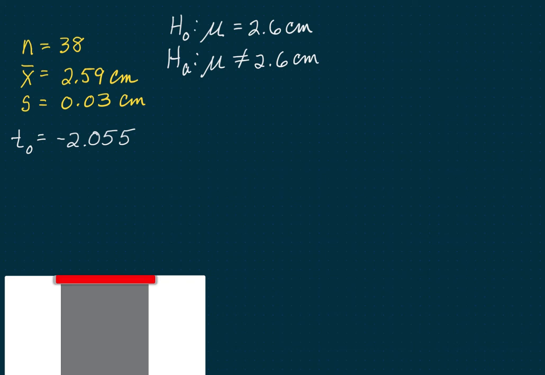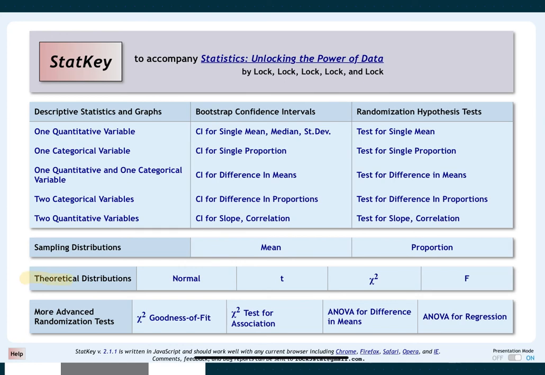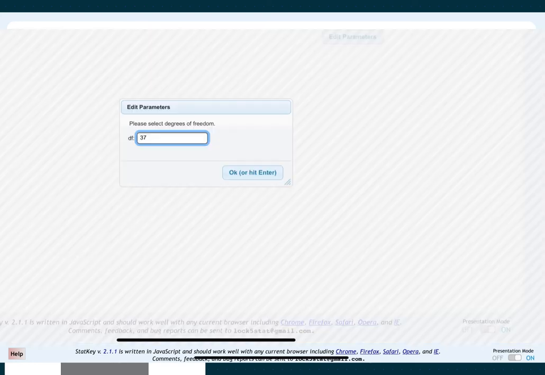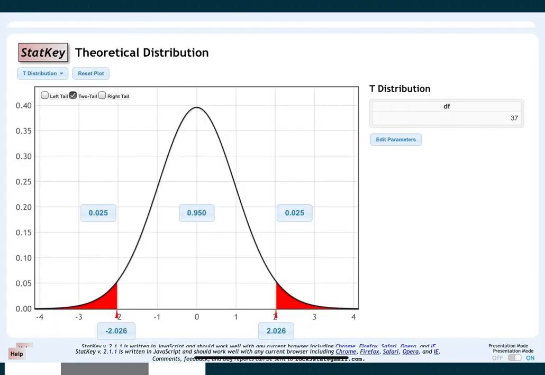Now we turn to our t-table courtesy of StatKey. We use the theoretical distribution, specifically t. However, our t-distribution does not immediately let us in. First, we have to provide the degrees of freedom, which is one less than the number of cases in our sample, in this case, washers. So put in 37 and hit enter. And we have a t-distribution.